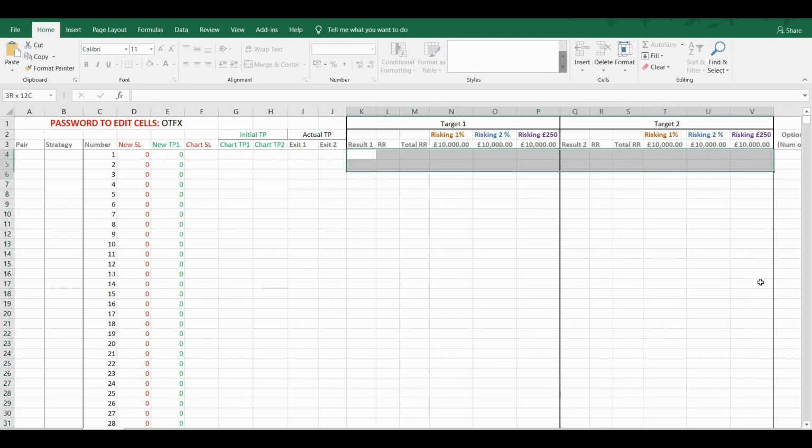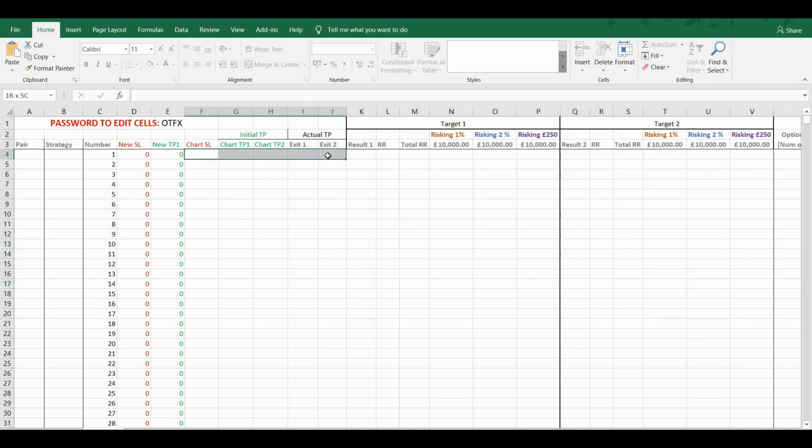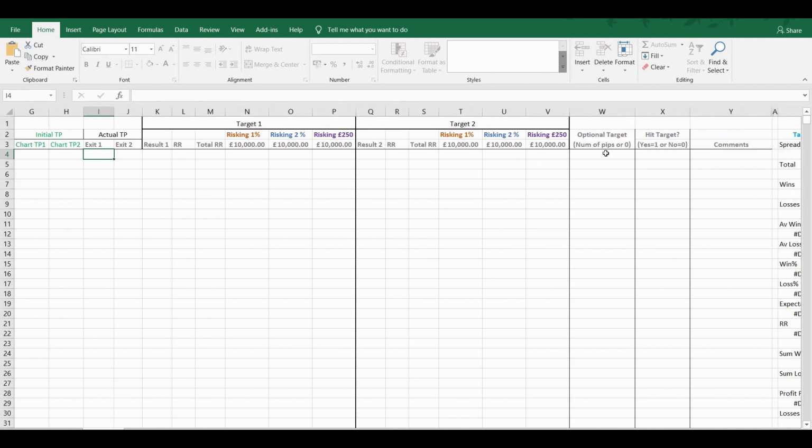Now this is where the magic happens, this is where all the formulas are. So you won't need to be inputting anything into these boxes. These boxes will appear with all the data once you start inputting your stuff into these boxes. We'll run through this here.